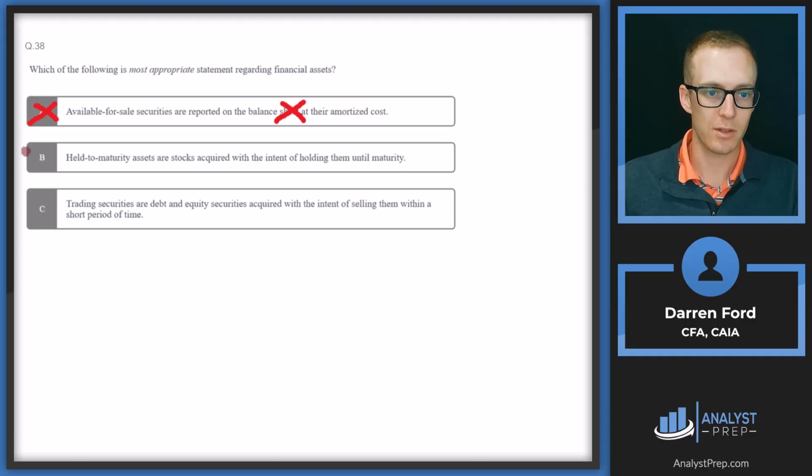Stocks do not mature, so this is going to be an incorrect answer as well. And C, trading securities are debt and equity securities acquired with the intent of selling them within a short period of time. That is going to be correct. And we'll go with answer C.